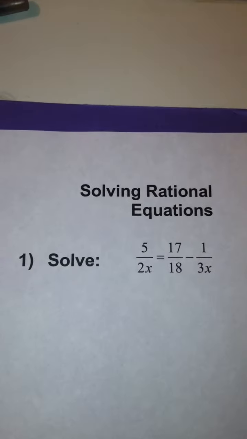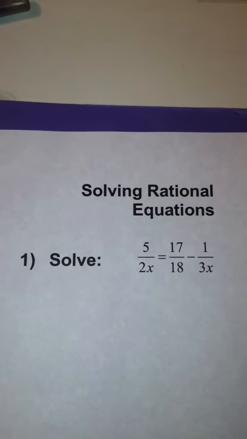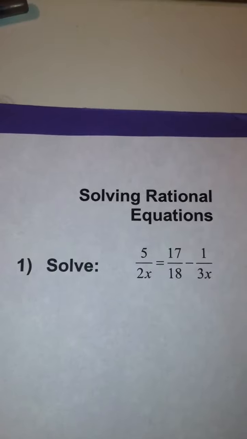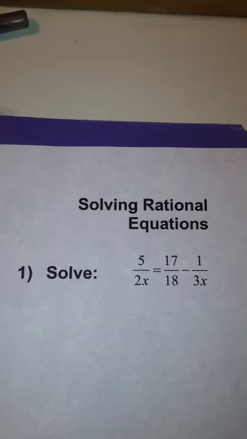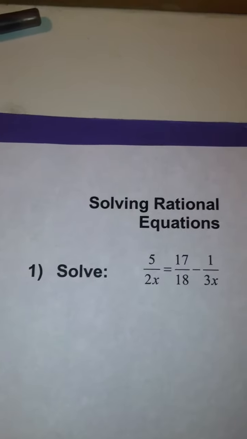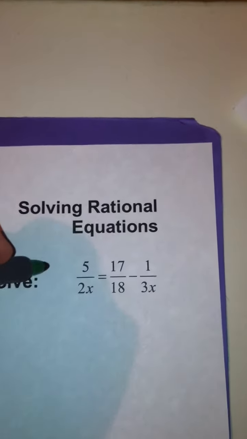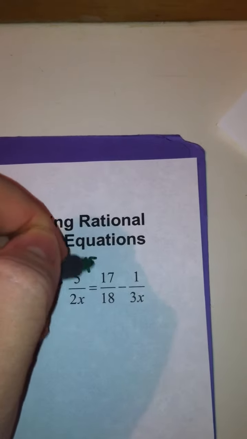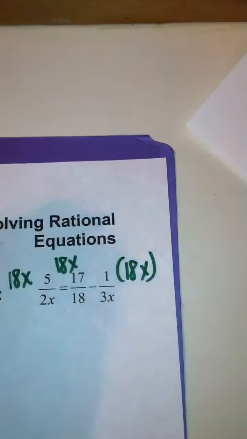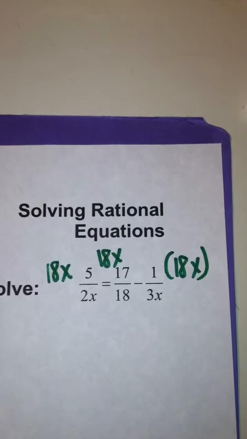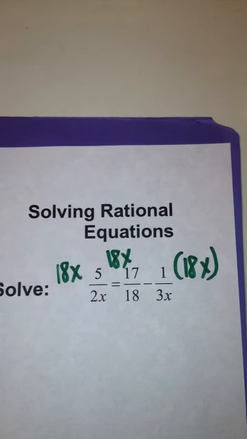So among 2x, 18, and 3x, the common denominator is 18x. What you do here is multiply each part of the equation by 18x. For each part, cancel out if needed.